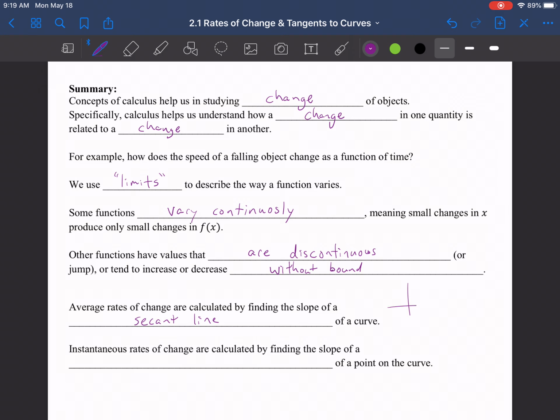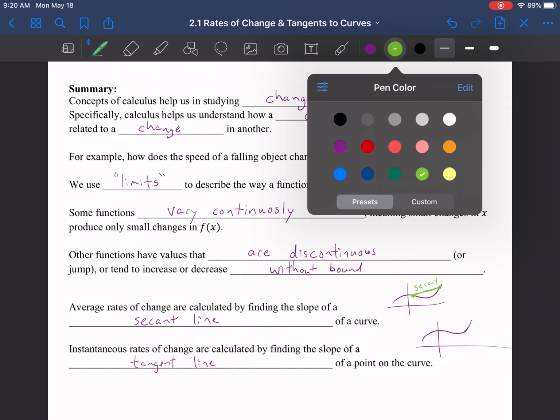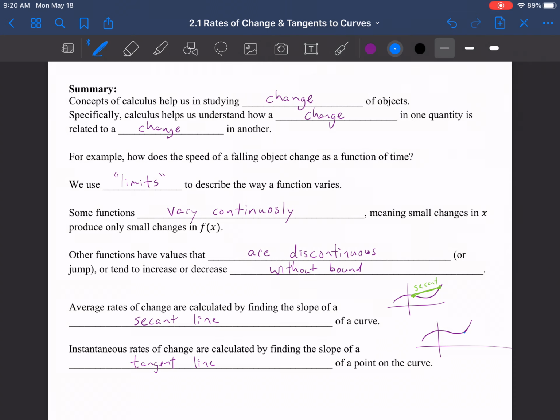Right? Here's our curve. There's our secant line. That was how we got average, the slope of a secant line. And then instantaneous rates of change are calculated by finding the slope of a tangent line. So again, I'll draw the same curve, and this time we want the slope of a line tangent to it, like that. Okay? A tangent line at a point on the curve.